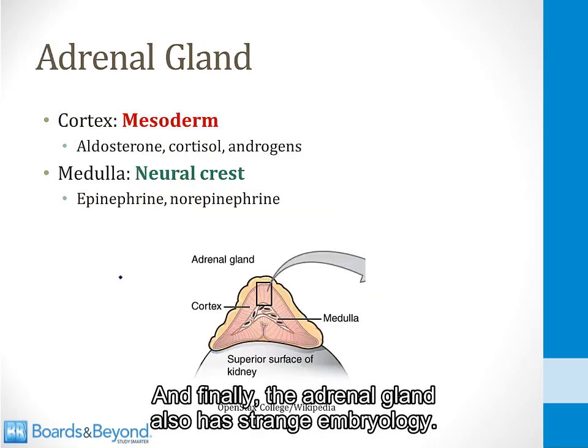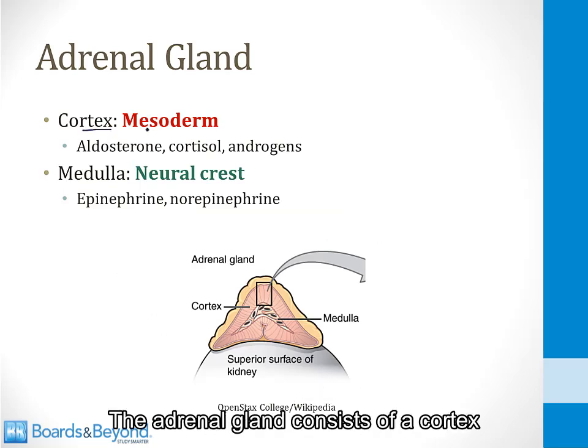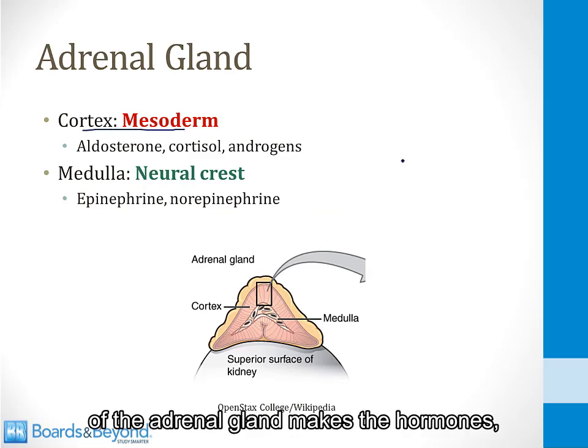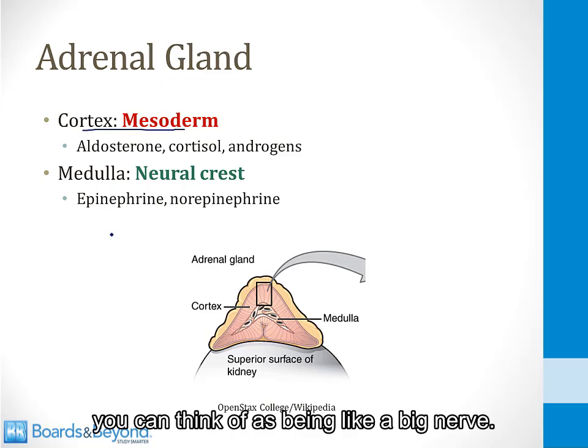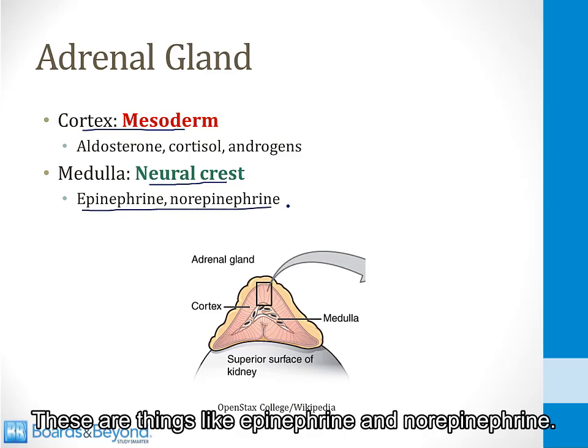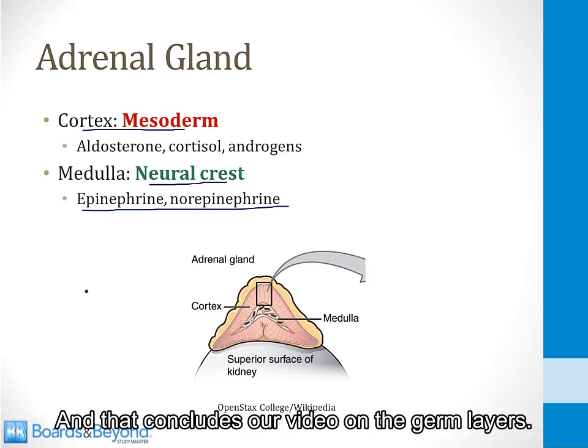And finally, the adrenal gland also has strange embryology. The adrenal gland consists of a cortex, which comes from the mesoderm, and the cortex, which is the outer portion of the adrenal gland, makes the hormones aldosterone, cortisol, and also androgens. The medulla of the adrenal gland you can think of as being like a big nerve. It derives from the neural crest, and it secretes hormones that also serve as neurotransmitters. These are things like epinephrine and norepinephrine. And that concludes our video on the germ layers.